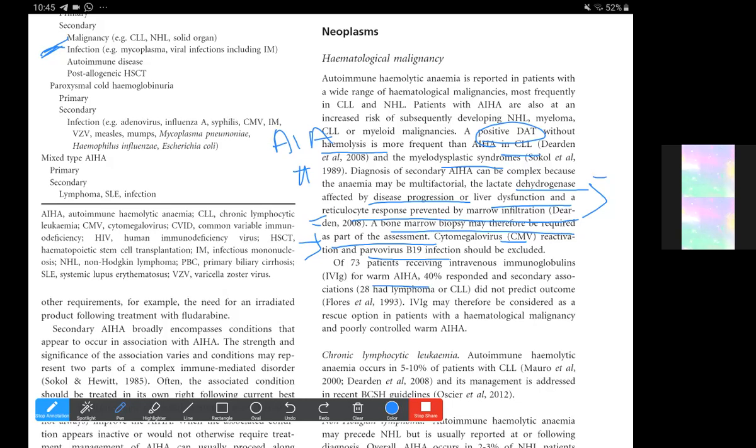But if we suspect any sort of malignancy, then IV immunoglobulins for warm autoimmune hemolytic anemia showed a 40% response rate, and 28 of the secondary associations had lymphoma or CLL. They did not predict outcome. So IVIG may therefore be considered as a rescue option in patients with hematological malignancy and poorly controlled warm autoimmune hemolytic anemia.